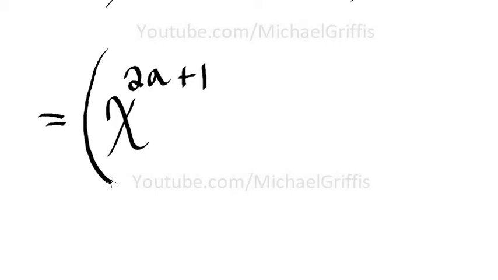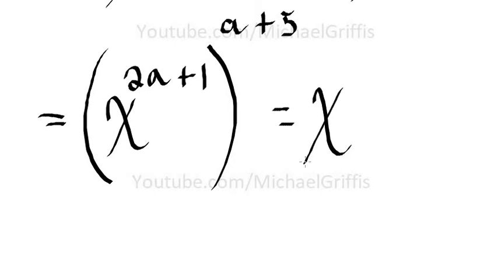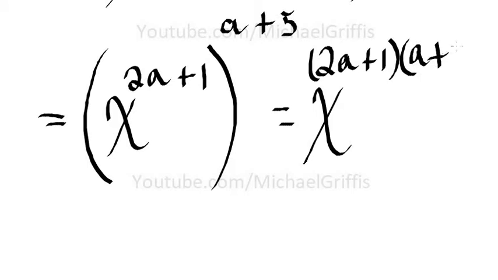All right, what happens if we had x to the 2a plus 1, and the whole thing is raised to the a plus 5? So what do we do with our exponents? Well, in this case, remember, we multiply them. So we have x raised to the 2a plus 1, and it's going to be multiplied by a plus 5.